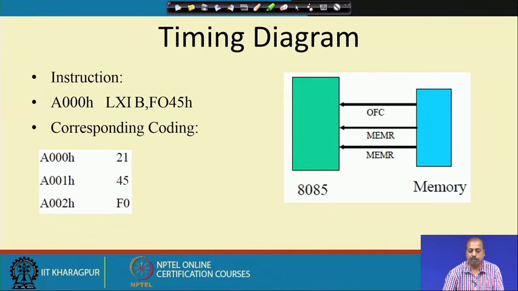Next we will look into another instruction, which is the LXI instruction. LXI B, F045 hex. That is a 3 byte instruction, as we know. This LXI B has opcode 21 hex. Then for F045, 45 will be put at location A001 hex and F0 will be put at A002 hex. So, this is the 3 byte coding of this instruction. Now, how is it going to be executed in terms of the timing diagram? We would like to see.